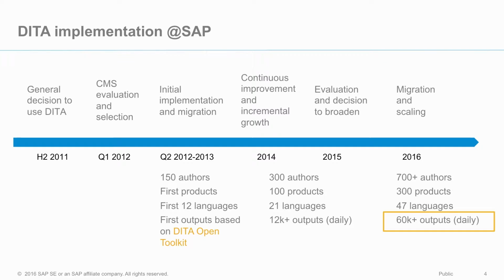So in terms of implementation of DITA at SAP, the journey started in 2011, where we have taken a very bold decision to go globally with DITA within the organization. And followed with that, we started some evaluation with the content management system, and the result was that we went for the XiSoft solution as the leading content management solution on this.